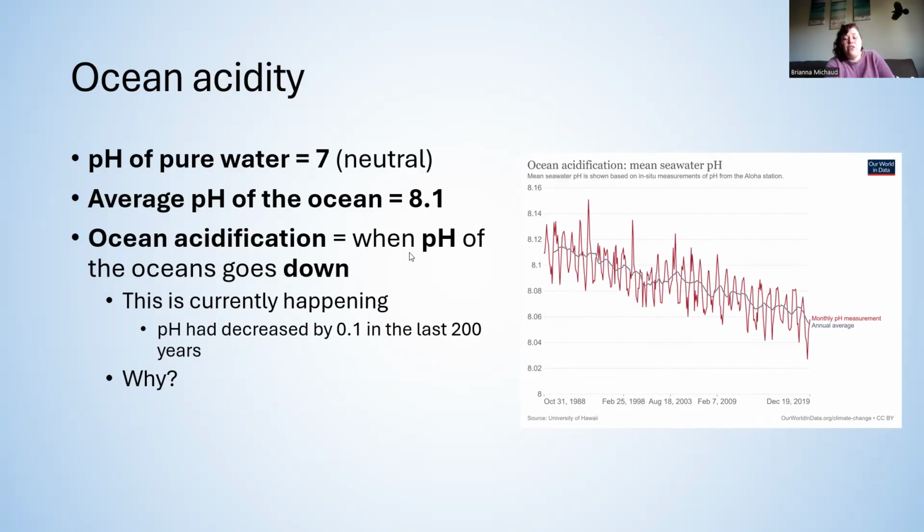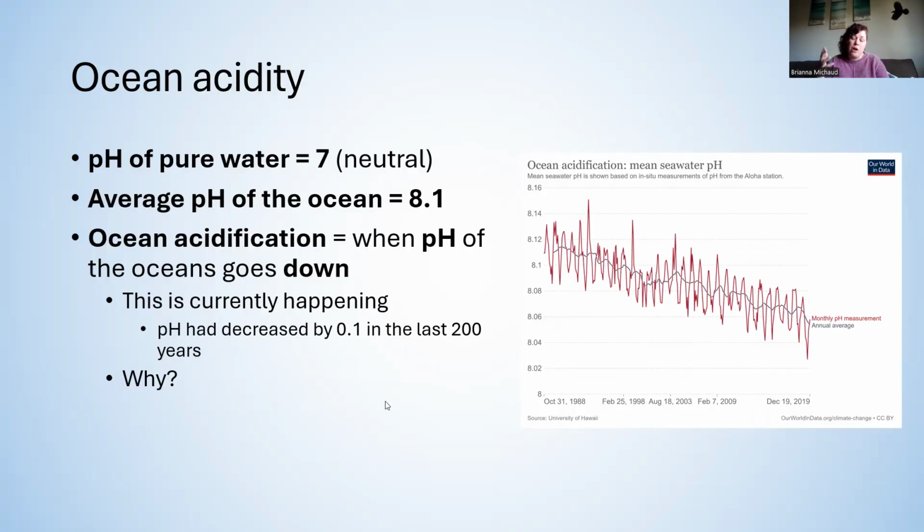However, the pH of the ocean is currently going down. The ocean is becoming more acidic. The pH has decreased by about 0.1 in the last 200 years. Now, that might not sound like a lot, but usually the pH of the ocean is super steady, like it's right around 8 and it doesn't really change at all. So most organisms are adapted for the pH being exactly at 8. Most of them are not very well adapted to changes in pH, but we are seeing this decrease in pH. And this is called ocean acidification.